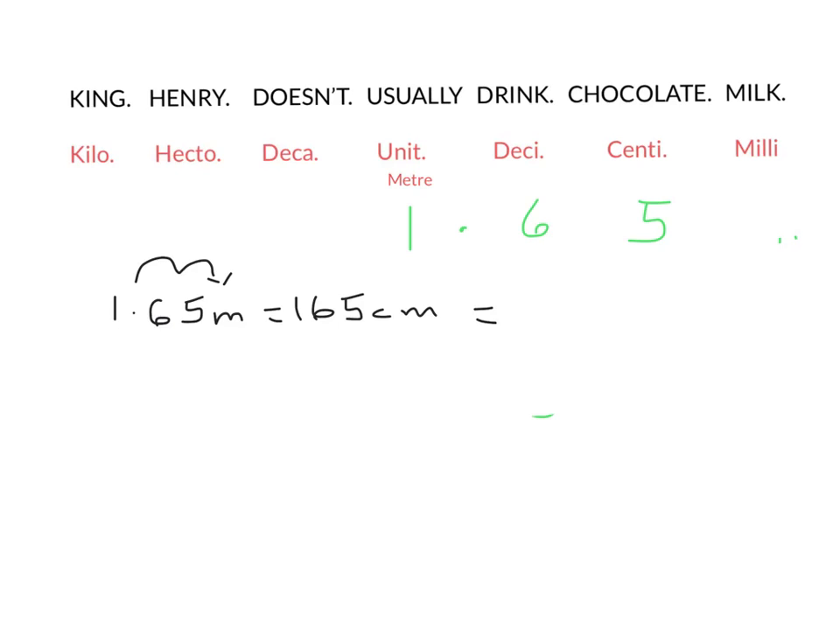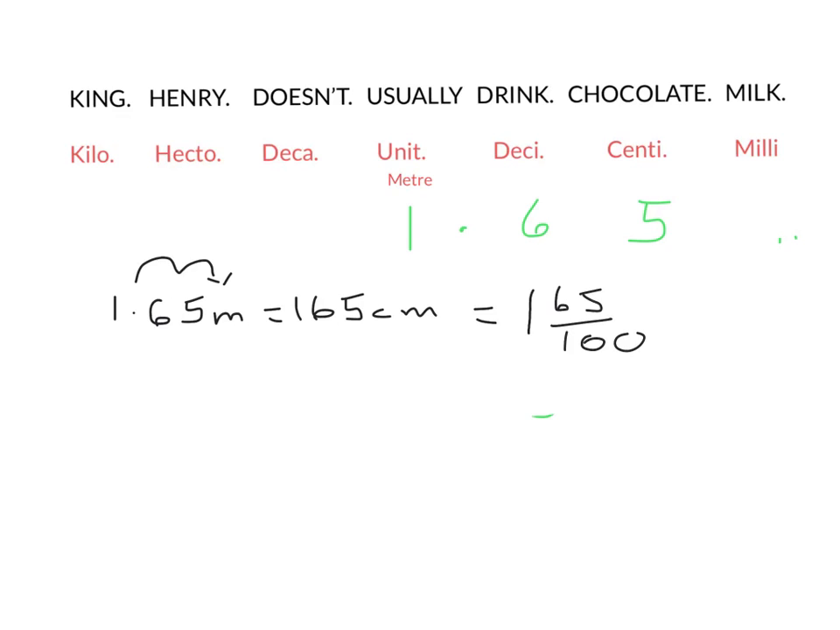If you're then asked, how do I write my 165 centimetres as a mixed number of metres? Then we have a look here and we say it's 1 whole metre and 65 hundredths, because the centis are in the hundredths place, decis in the tenths, millis in the thousandths. So you've got 1 whole metre and 65 hundredths of a metre. So I can write that there, 1 whole and 65 hundredths.